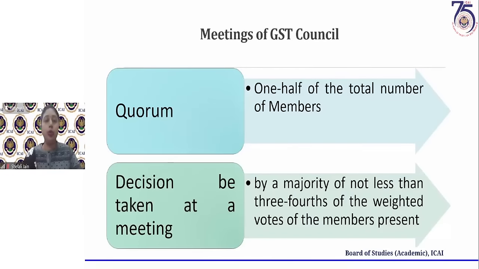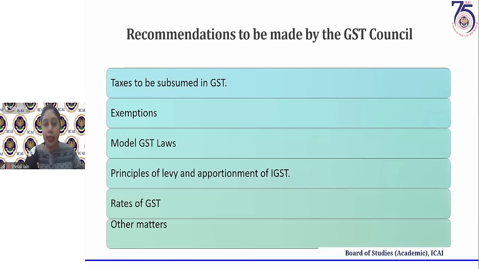Then how are the decisions taken? First of all, in any meeting, at least half of the total members should be present. Only then can the meeting be convened, because there is a quorum of one half of the total number of members. The decision has to be taken by three fourths of the weighted votes of the members present. They decide whether any particular amendment or clarification has to be given or not. After that, it comes in the form of the official gazette, or in the form of the law.